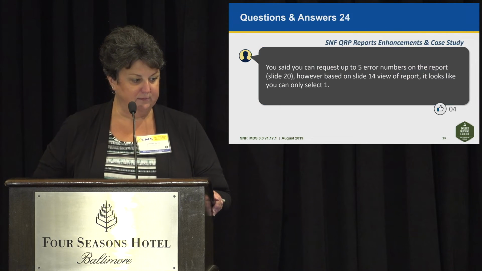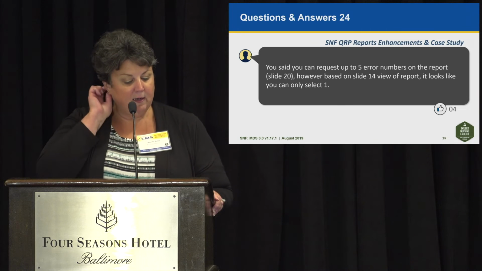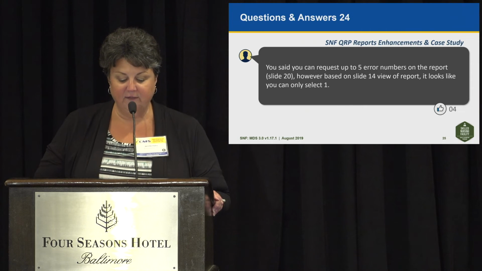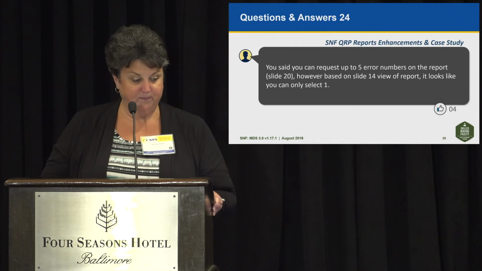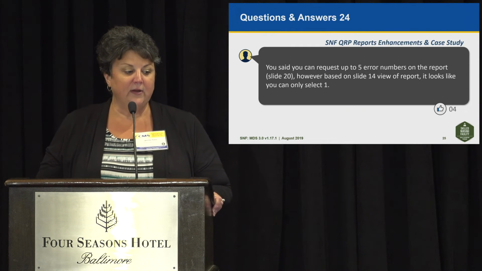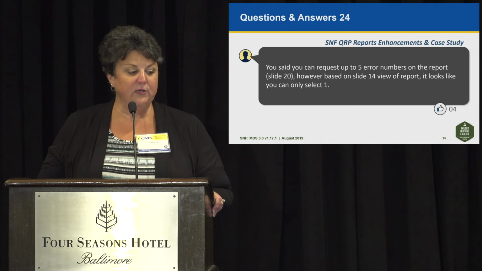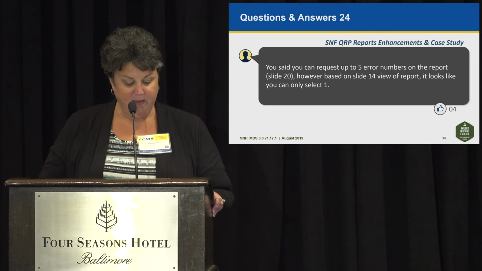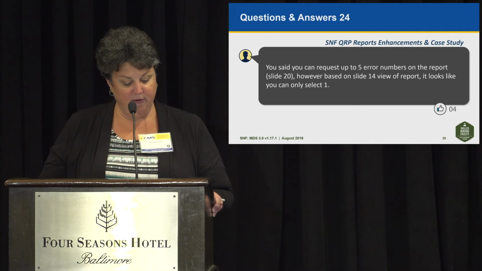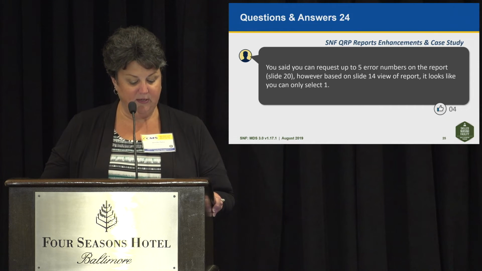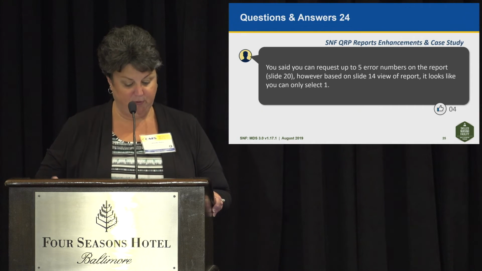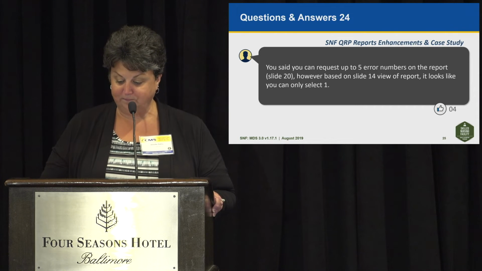And the next question. You said you can request up to 5 errors on the error report on slide 20 in the reports program. However, on slide 14 view, it looks like you only can select 1. To select more than 1 error, you press and hold the Control and/or Shift keys on your keyboard as you click to select multiple errors on that.